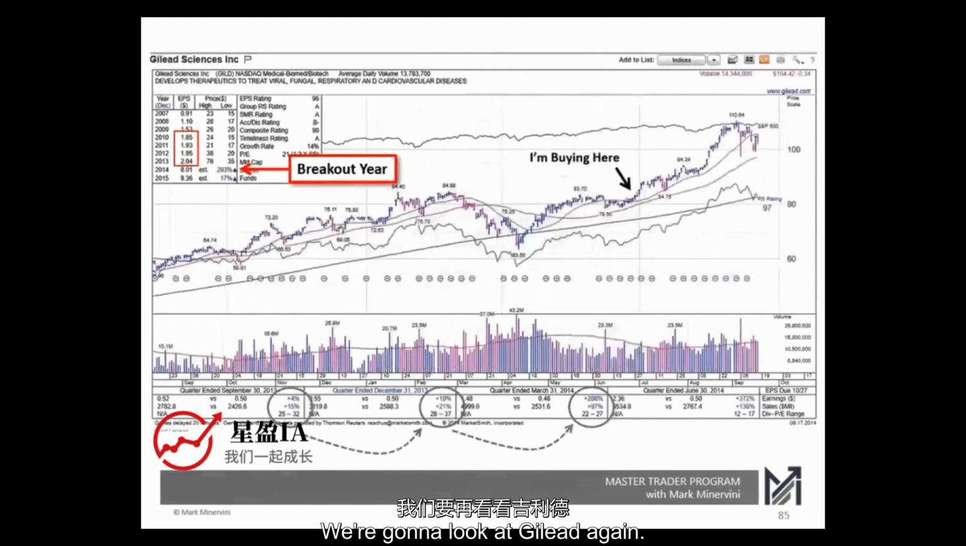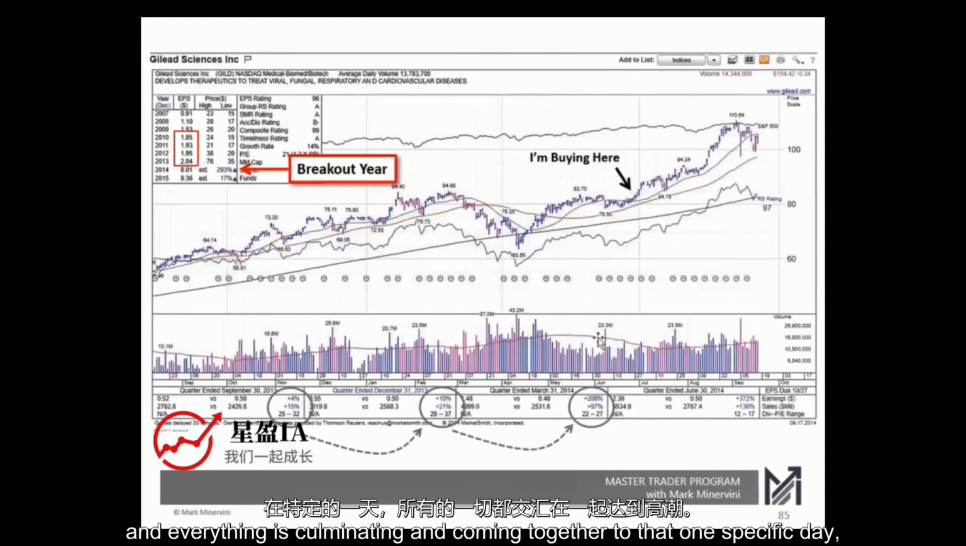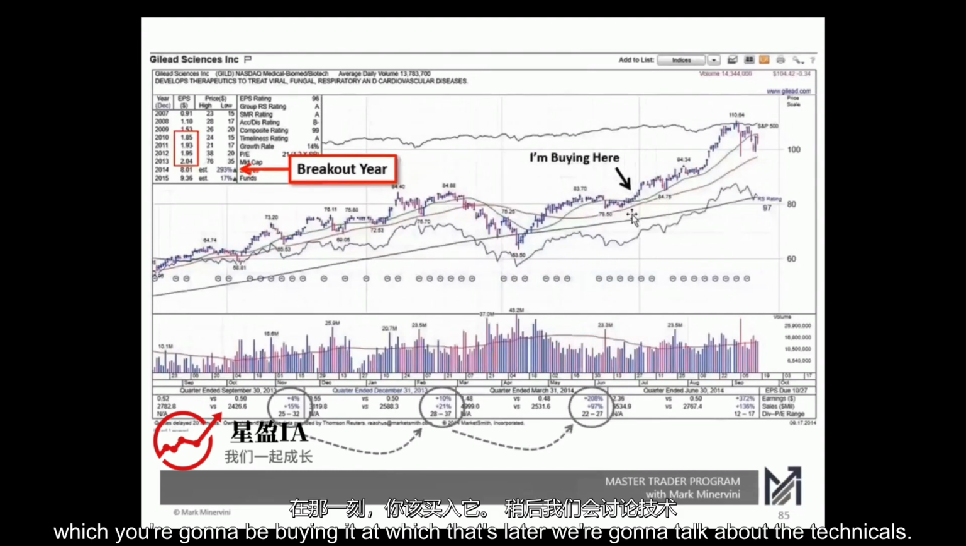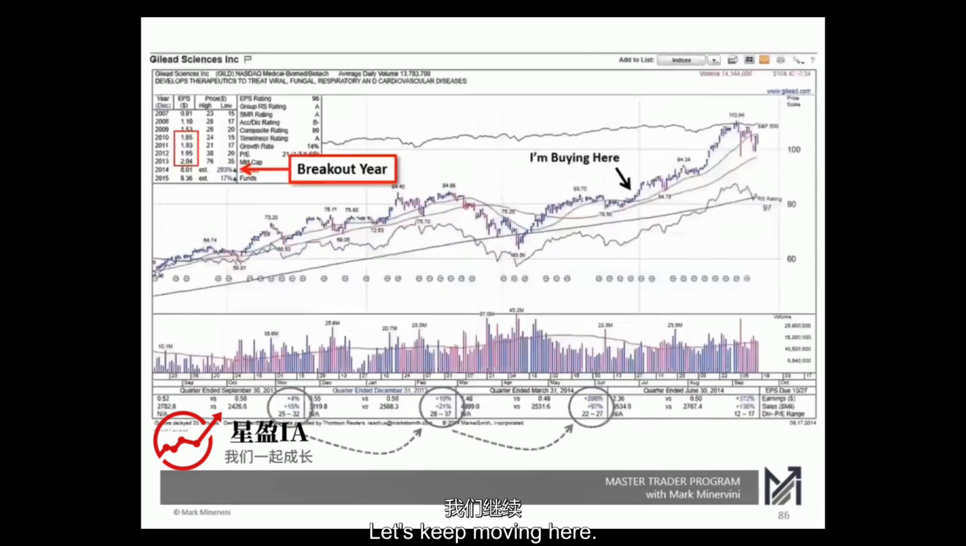Here's an example going back. We're going to look at Gilead again. Remember, we had the quarterlies, right? Here's the quarterlies. Now, right here, see the estimate? The quarterlies are coming in, but if you look at the estimate right here, $1.85, $1.93, $1.95, $2.04, almost no earnings movement at all for 4 years, then $8.01. Pow, up almost 300%, breakout year. And now the stock's breaking out of the base and everything is culminating and coming together to that one specific day that you're going to be buying at, which is later. We're going to talk about the technicals. But let's keep moving here.